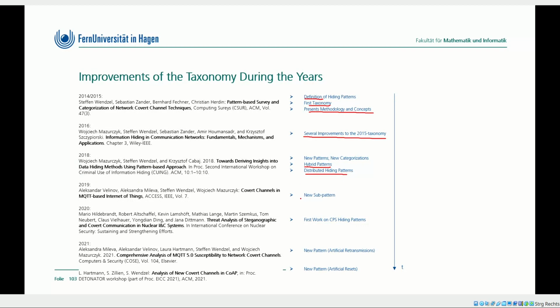And then this paper here added a new subpattern. These authors applied the taxonomy for information hiding in cyber-physical systems recently. And these two papers each provided a new pattern, the artificial retransmissions and artificial resets. Sorry, this is Reconnections. I will fix this in the slide.